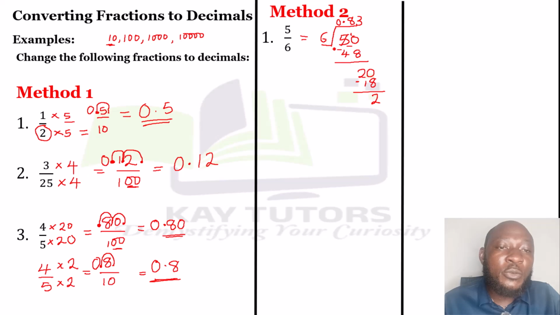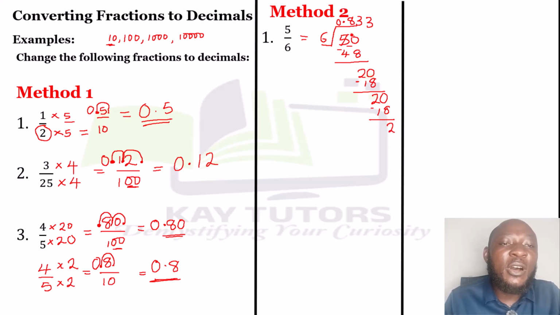6 into 2 is not possible, but I have my decimal point written here already, so I'll just add my 0 here. 6 into 20 is 3. 3 times 6, I'll get 18. So in this case, I'll have what we call a recurring decimal. At this point, I can round off to the nearest 2 or 3 decimal places, but I'll prefer to round off to the nearest 2 decimal places.